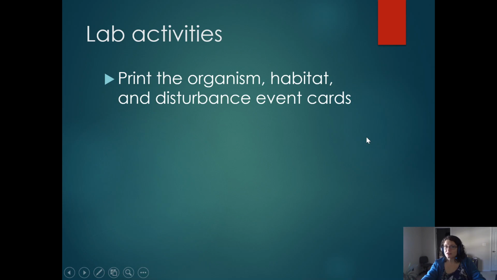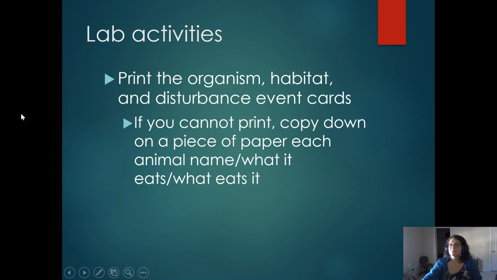So you're going to print the organism, habitat, and disturbance from its cards if you can. You don't have to, but it does help you to organize it better, okay? If you cannot print, you're going to copy each down on a piece of paper: write out the animal name, what eats it, and then write down is it a primary consumer, a secondary consumer, etc.